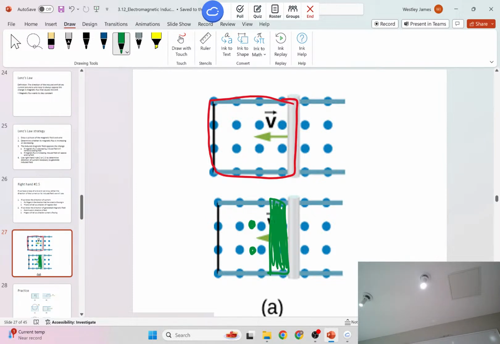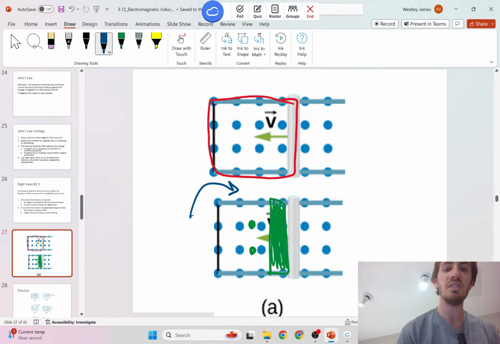I make a current. And my question to you all, which way will that current be? To make a magnetic field pointed out of the board, will my current go clockwise or counterclockwise? This is where right-hand rule 2.5 is really handy. If I want to make a magnetic field out of the page for a current carrying loop, do I make my current go clockwise or counterclockwise?